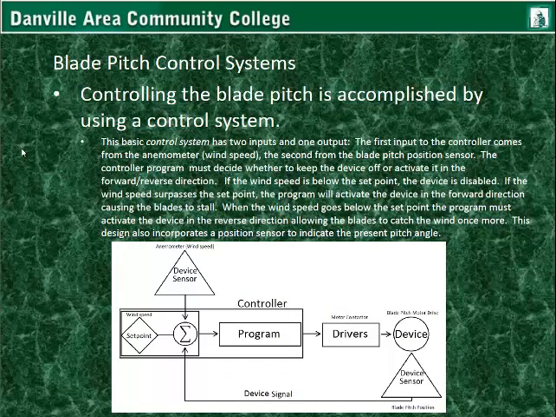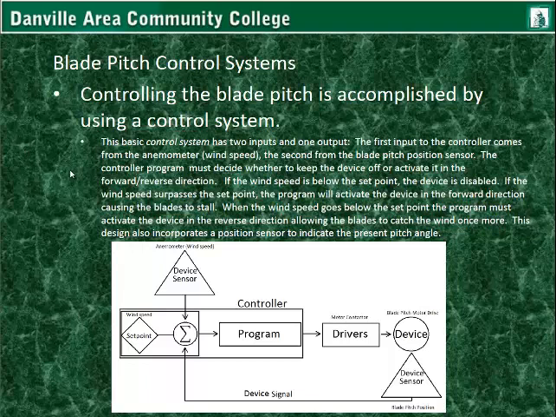Okay, blade pitch control systems. Controlling the blade pitch is accomplished by using a control system. The basic control system has two inputs and one output. The first input to the controller comes from the anemometer, which monitors the wind speed. The second from the blade pitch position sensor, so it knows where the blade's at.